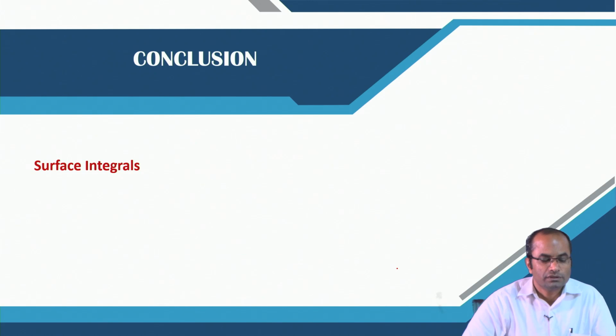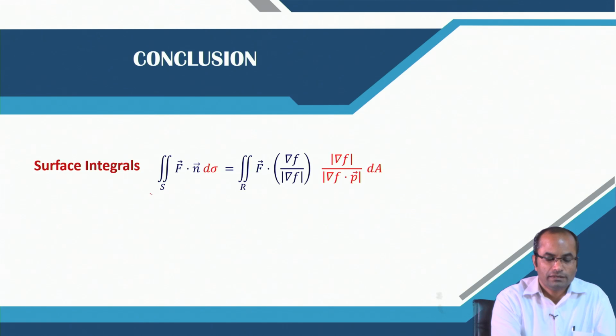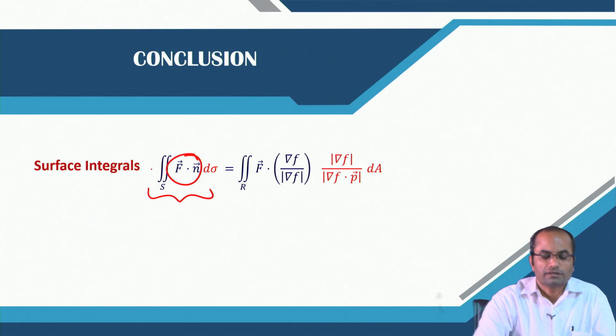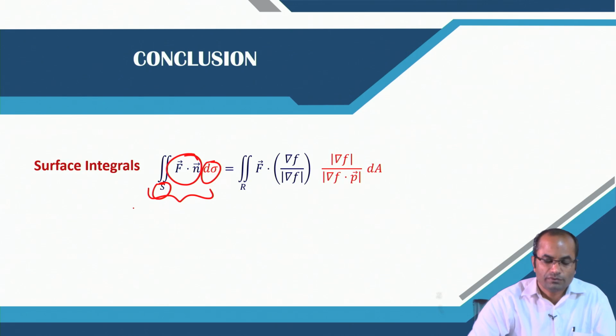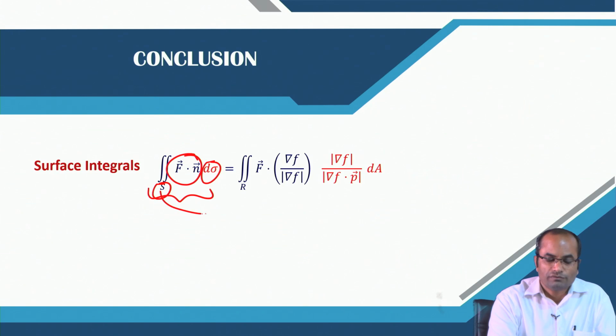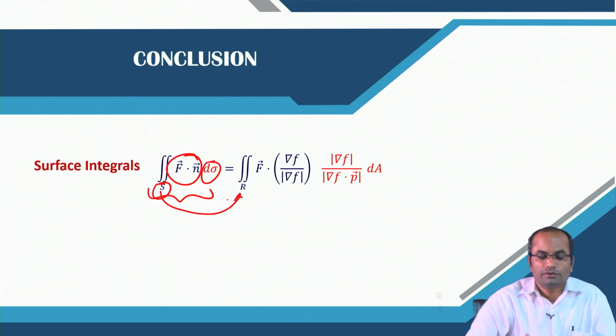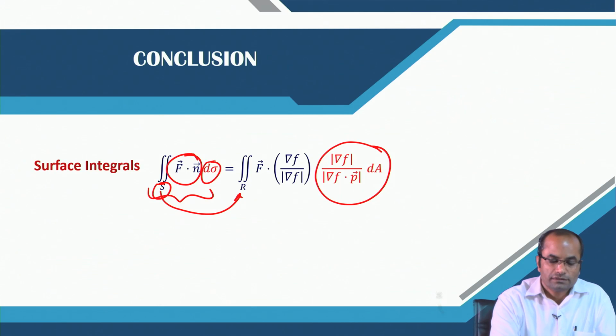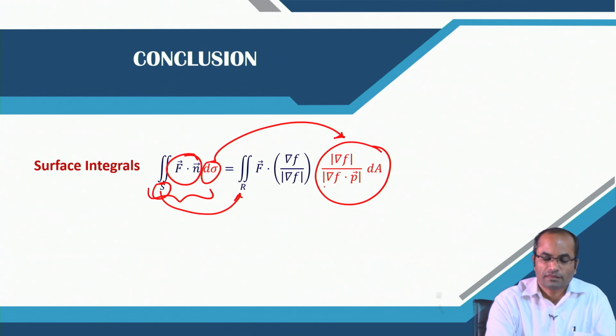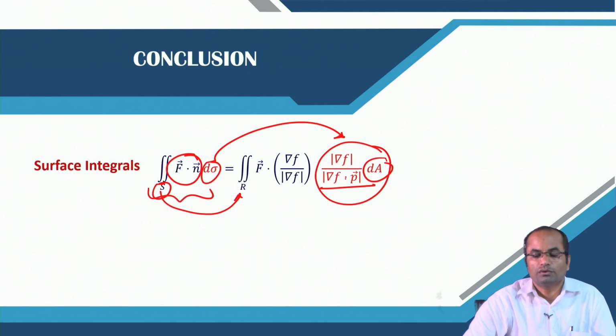Coming to the conclusion, we have these surface integrals, mainly this f dot n, this flux, the component of f in the direction of n, integrated over the surface S, and it has several applications. Some of them we have named already in the lecture. And how to evaluate, the idea is exactly what we discussed for evaluation of the surface area, and this d sigma will be replaced by grad f over grad f dot p. The p will be the normal to the projected plane.